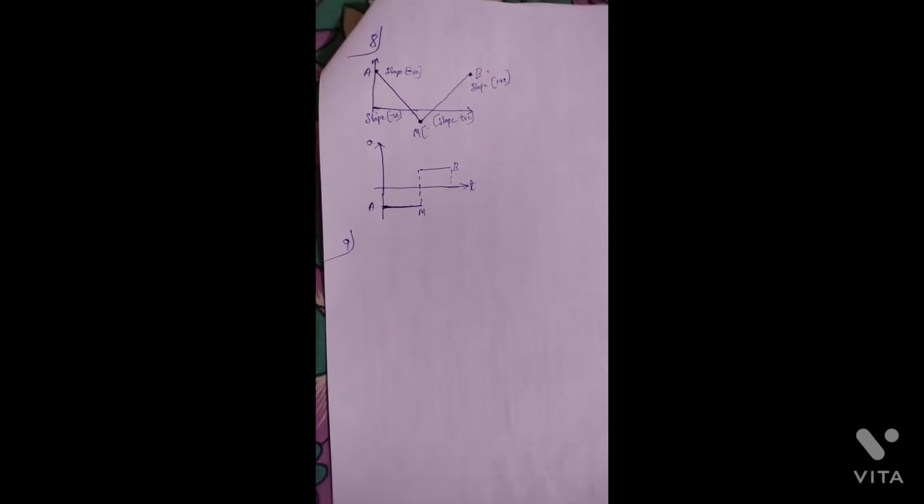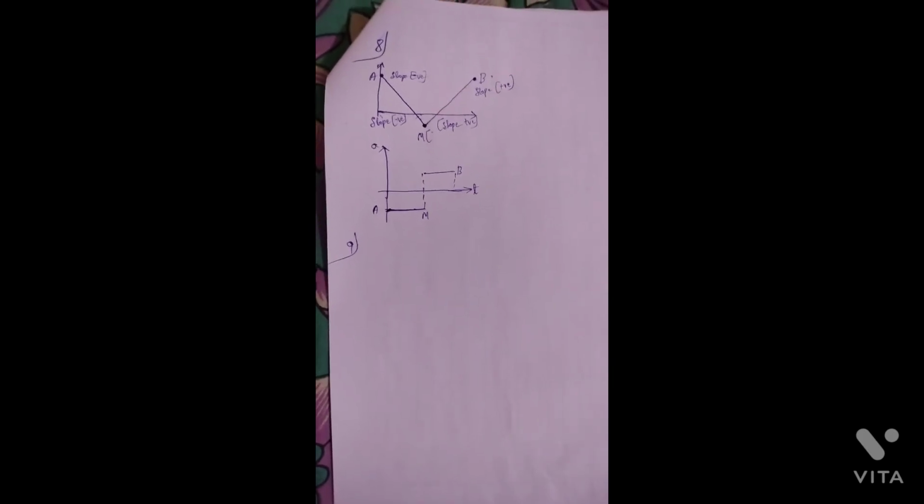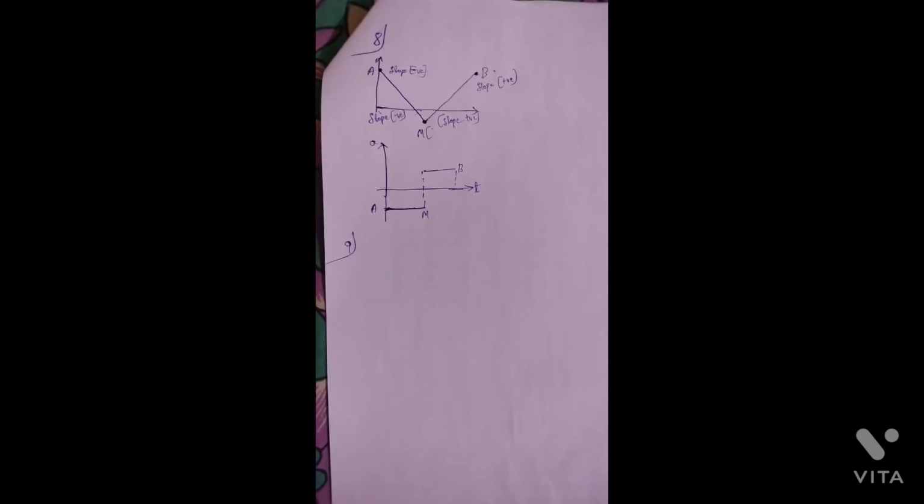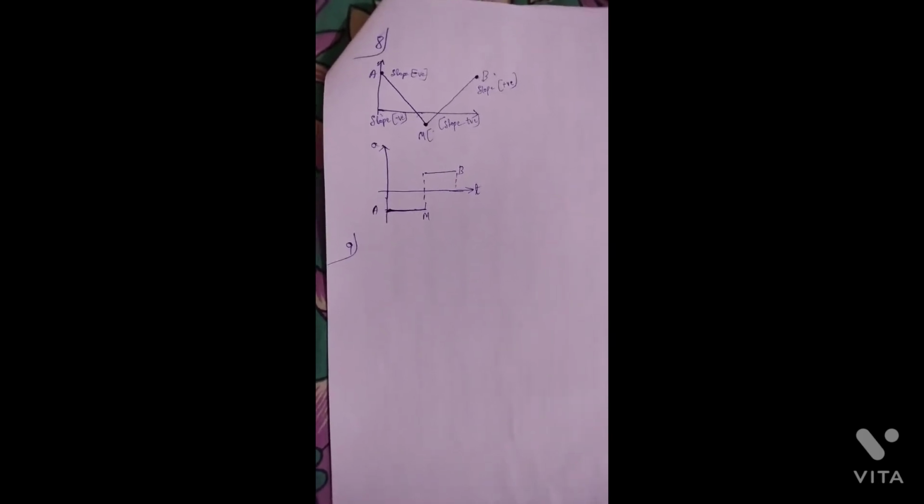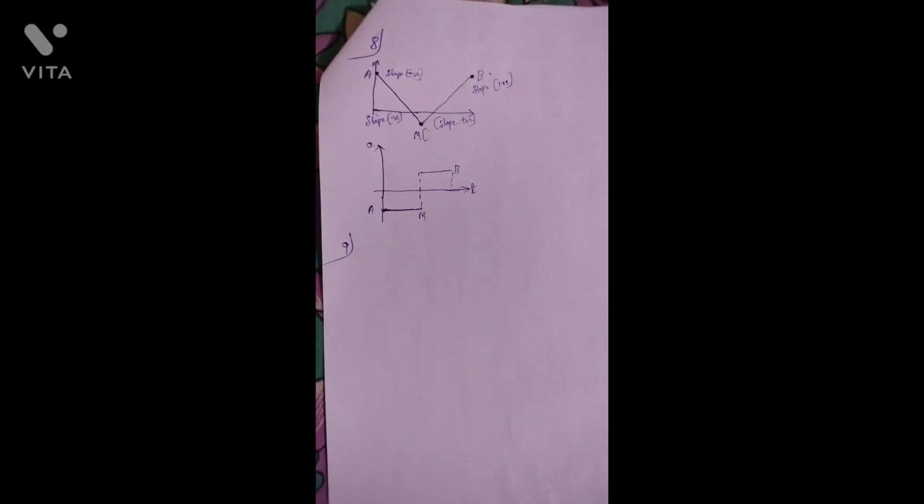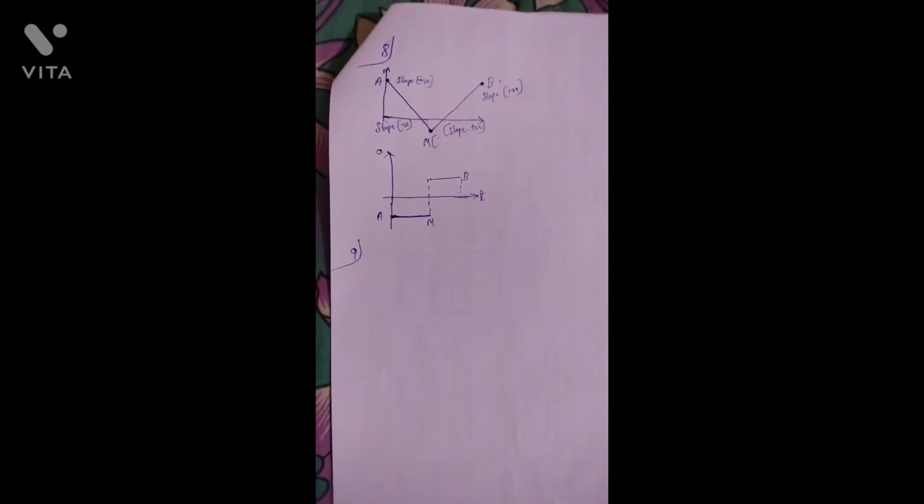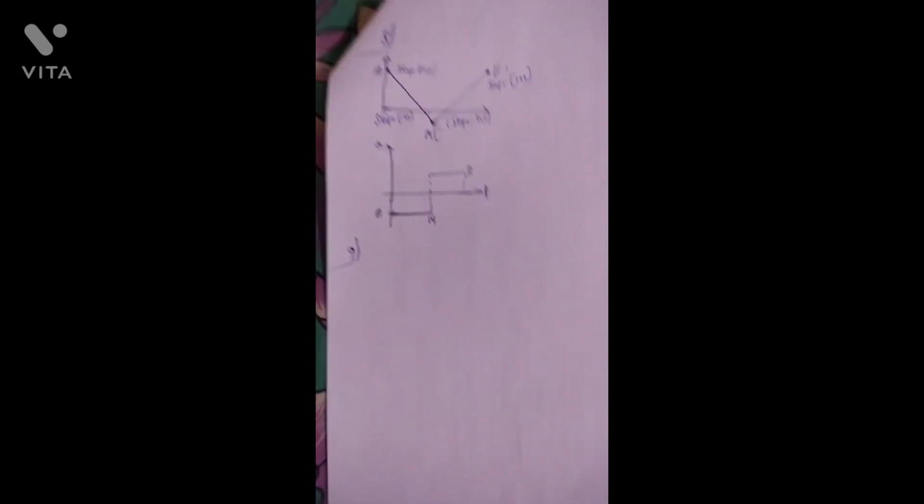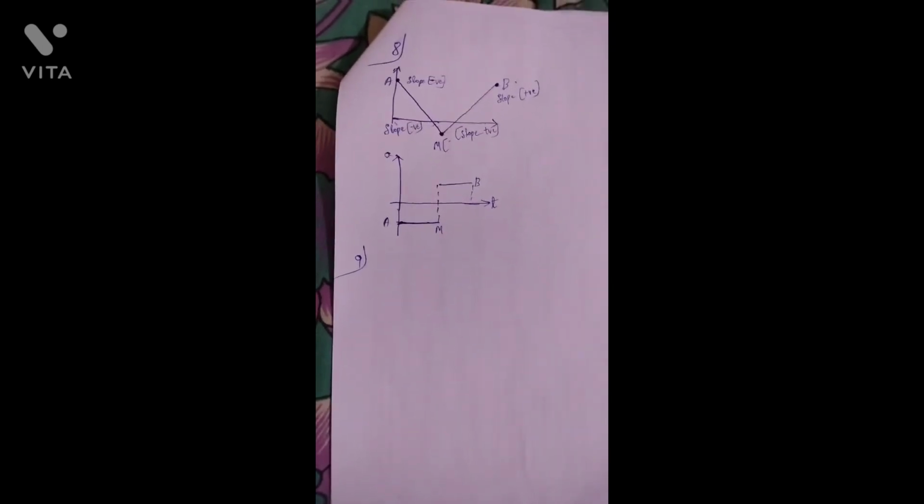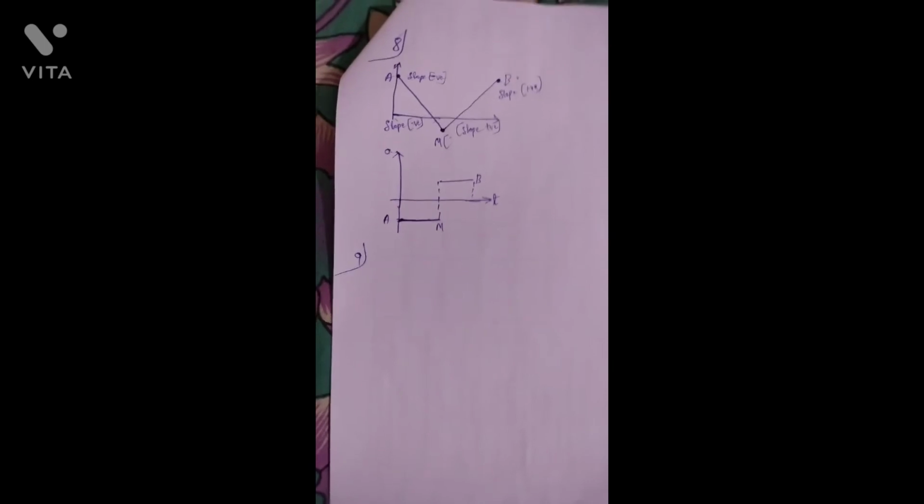The graph consists of the following processes. The first one is A to B. From A to B, it is showing isothermal expansion at temperature T1, so that the volume is doubled from V1 to V2, that is equal to 2V1. The volume is doubled, and the pressure changes from P1 to P2.